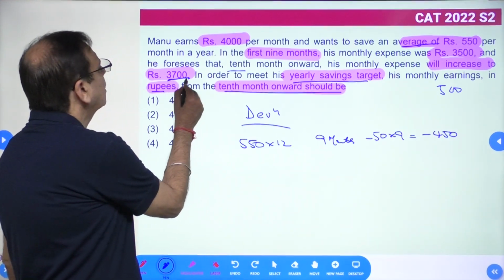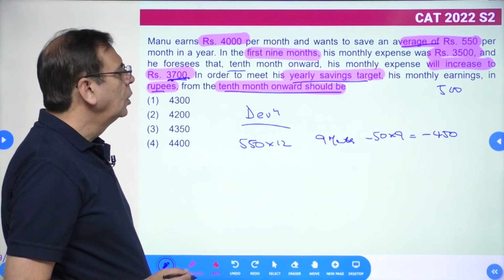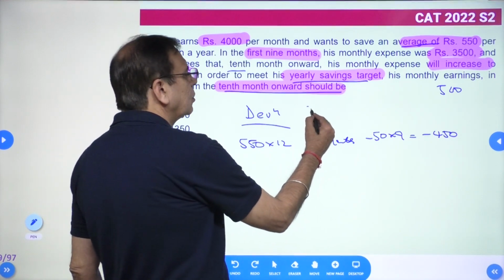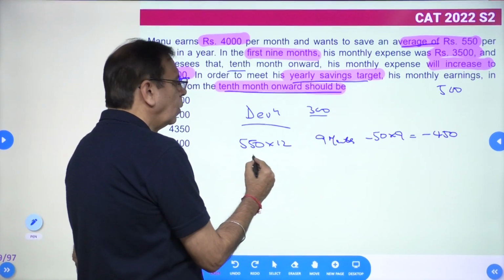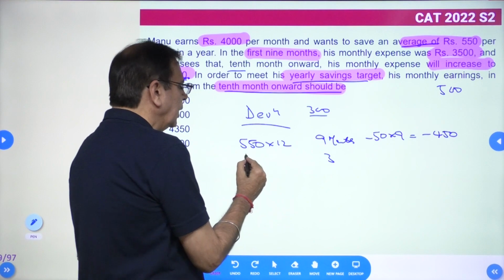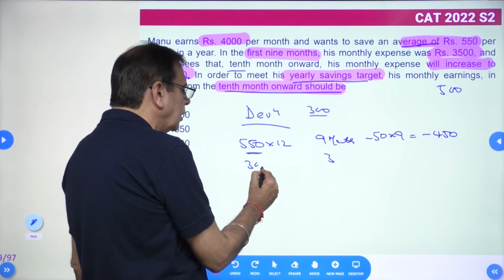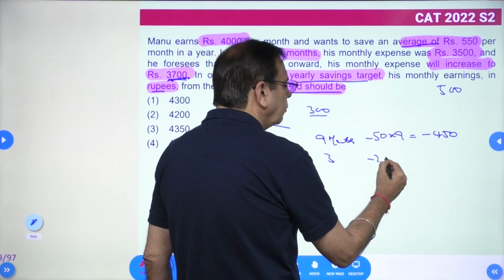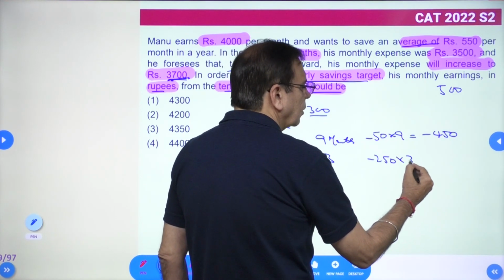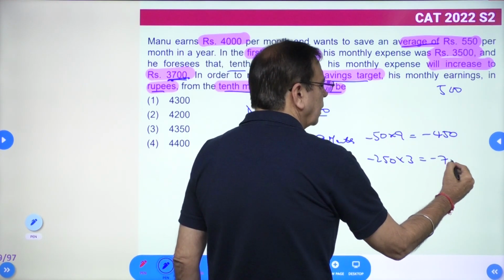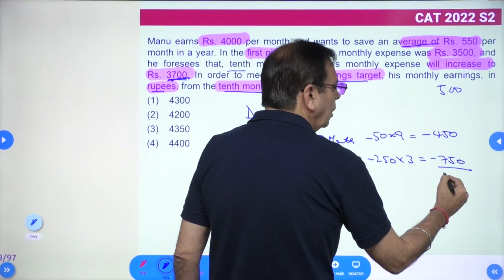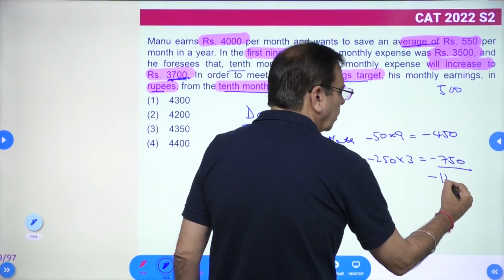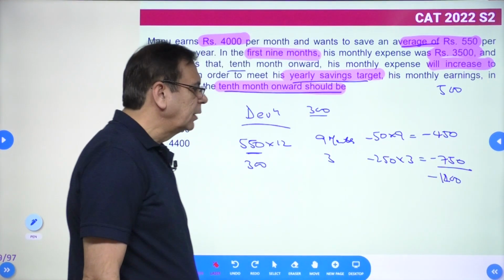Then the last 3 months, his salary will be 3,700. So he'll be saving only 300 rupees. Okay. So what is his shortfall in these 3 months? Instead of 550, he's saving only 300 rupees. So he has a shortfall of 250 rupees in 3 months, which is minus 750. So what is the total shortfall? 1,200 rupees. Total shortfall is 1,200 rupees.